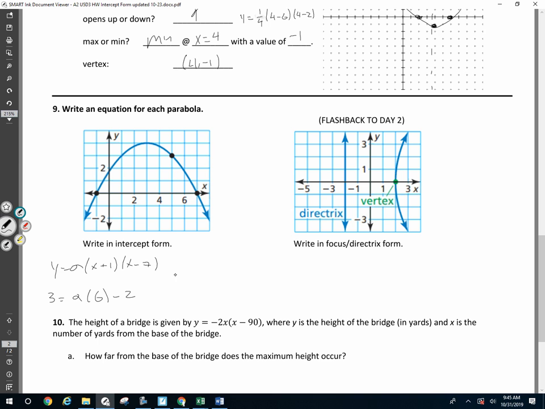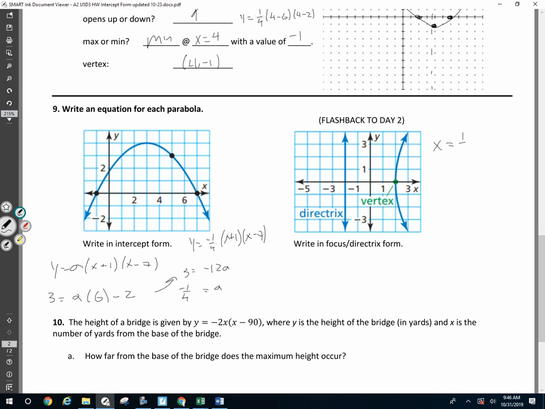That's going to be 3 equals negative 12a. Divide by 12. You can do this in your calculator. It ends up being negative 1/4, since 3 divided by negative 12 is negative 0.25. My equation: y equals negative 1/4 (x plus 1)(x minus 7). Oh, look at that. Right in focus directrix form? No! Okay, we can do it.